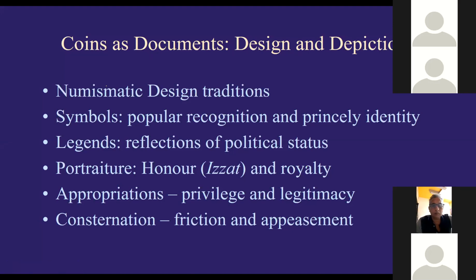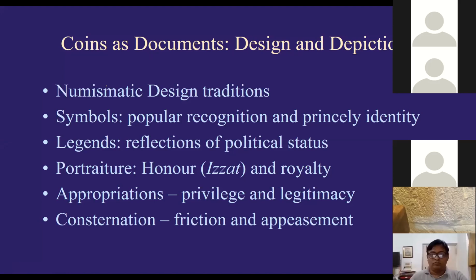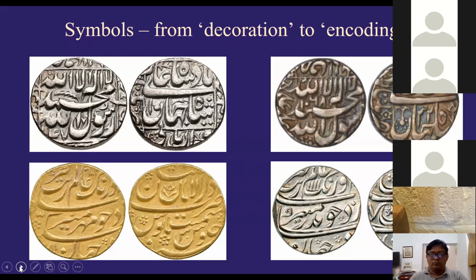And also, there is a constant degree of consternation, of fight, friction. And when there is friction, there is also an element of appeasement. So how these two particular characteristics play out in the coin design and on the coins is, of course, also an interesting aspect of their study. So coming to the basic design feature of the coins, there was a symbol. And originally, we find that these symbols started as decorative aspects.